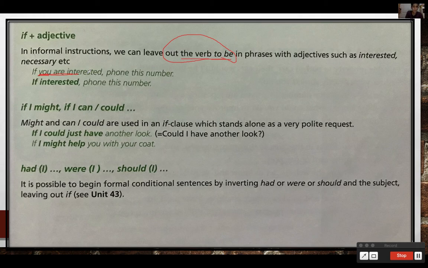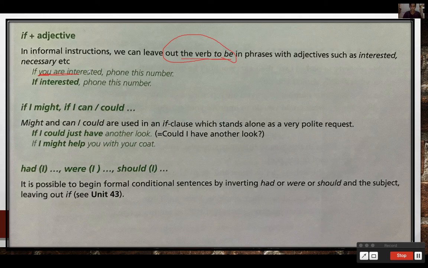My, can, I could are used in if clauses, which stand alone as a very polite request. As an example, if I could just have another look. Si pudiera tener otro look, like a request, okay? Una solicitud. If I might help you with your coat, okay? Si pudiera ayudarte con tu abrigo, o podría ayudarte con tu abrigo.